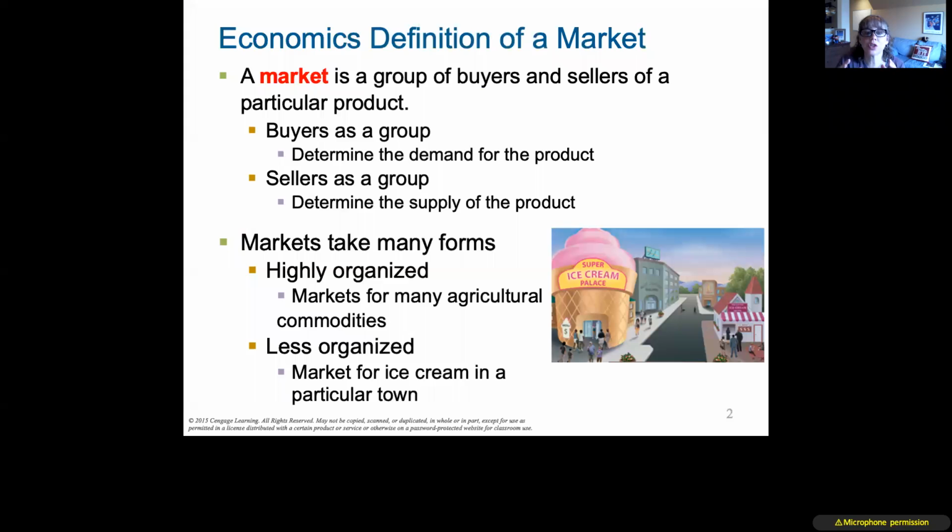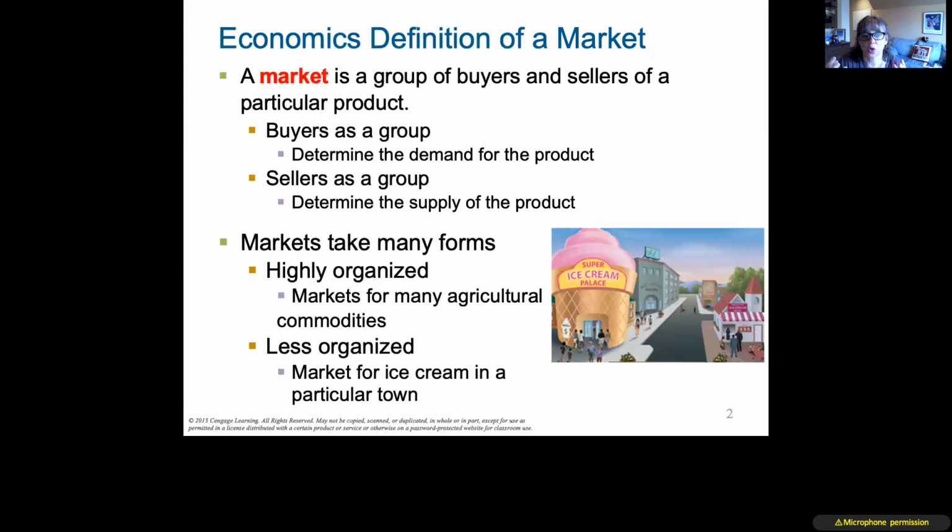So we're going to start off with a market, because obviously if we're talking about market supply and market demand, we need to define what a market is. A market is a group of buyers or sellers of a particular product. Okay, so far so good. Buyers as a group determine the demand for the product. Sellers as a group determine the supply of the product.